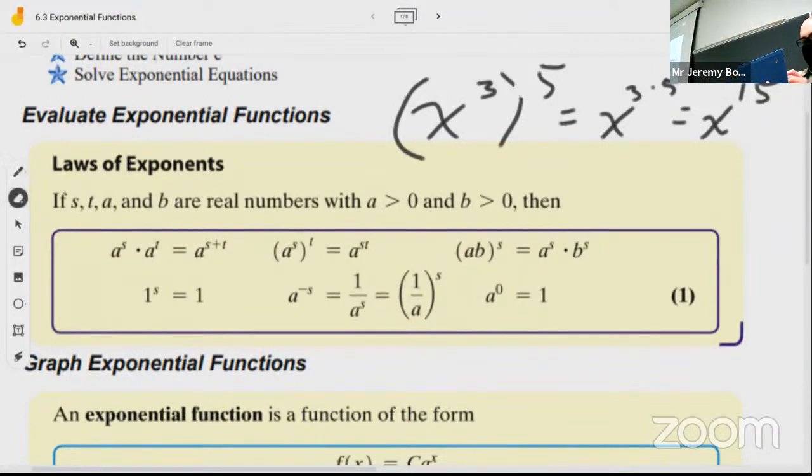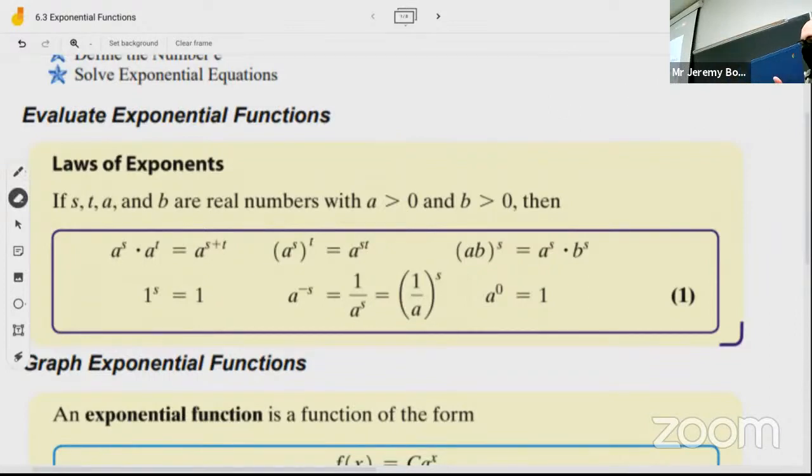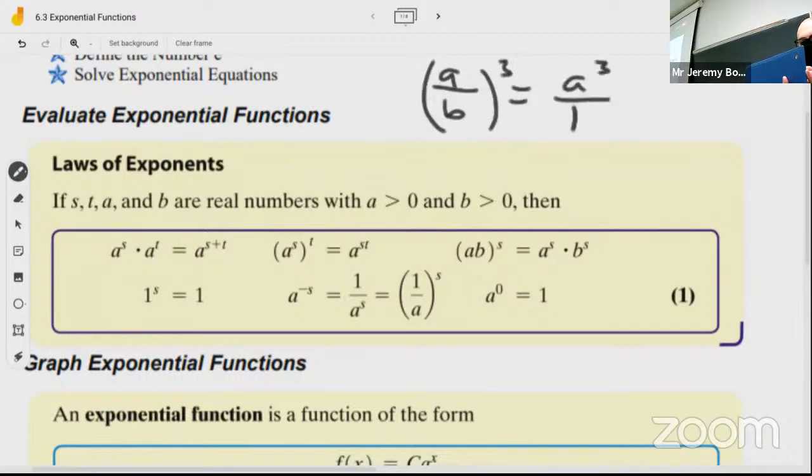All right. Distributing an exponent, that's one that always gets people. If you have A times B raised to S, you can distribute that exponent. Same thing for division. If you have A over B raised to the third power, you can make that A to the third over B to the third. It works for division, it works for multiplication. It does not work for addition or subtraction.